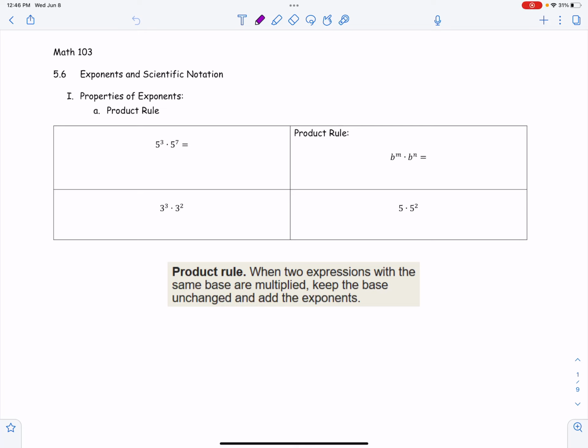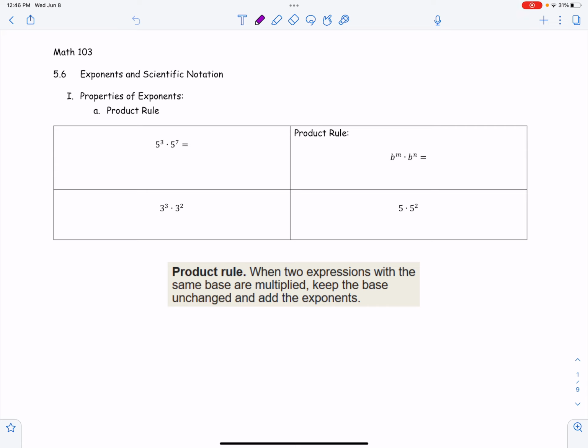Okay, so in section 5.6, you're going to be doing some review of exponent rules. I'm going to run through those with you pretty quickly here and look at an example of each. And then if you have not done it before, you're going to be looking at putting numbers in scientific notation as well as taking it out of scientific notation. So first thing, let's run through the exponent rules.